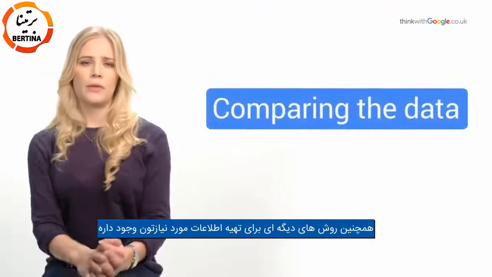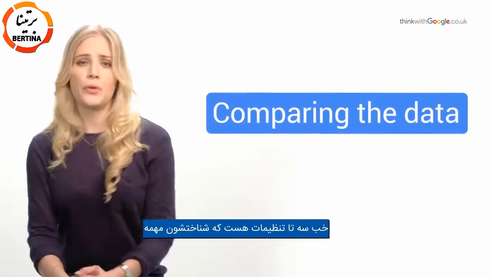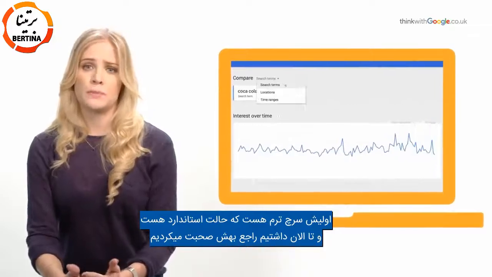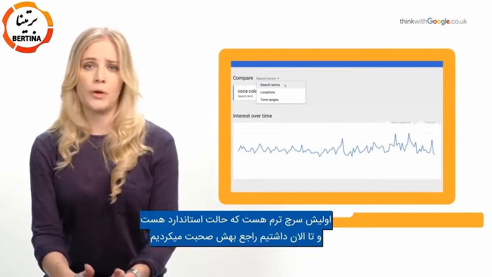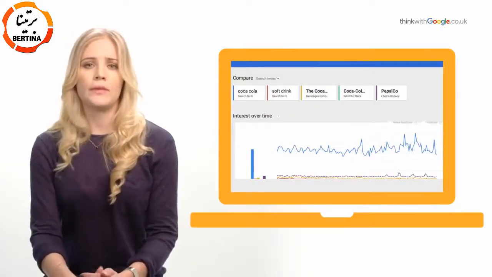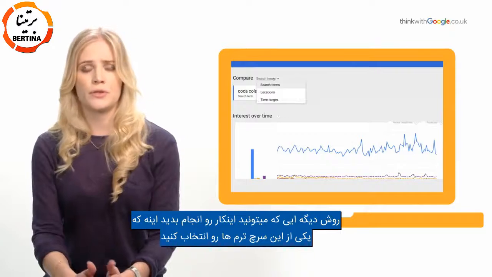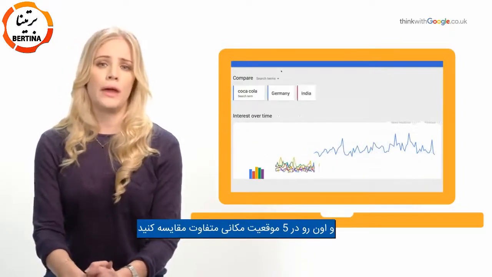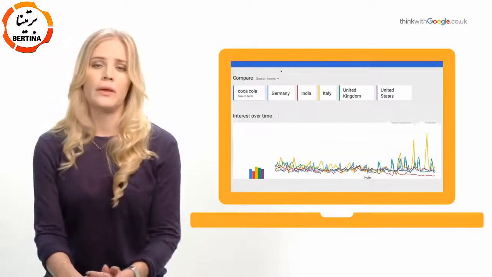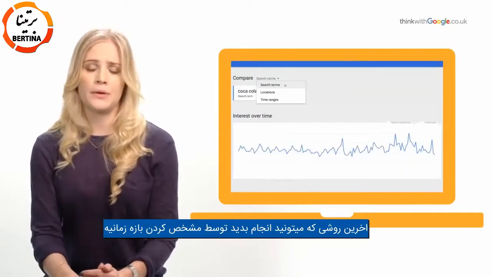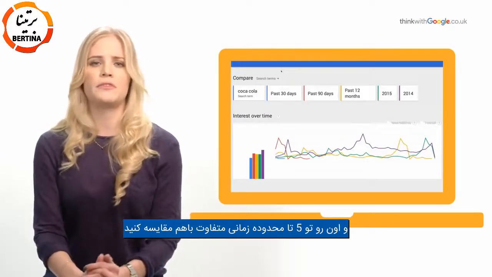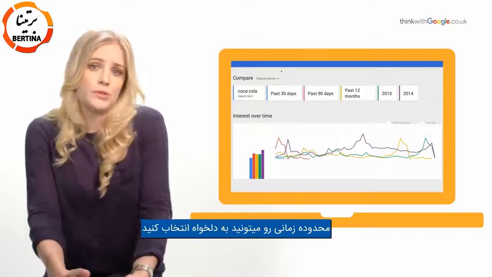So there are also other ways of tailoring how you look at your data. There are 3 settings that are very important to know of. The first one is search terms, which is the standard one that we've been discussing so far. It allows you to put in 5 search terms and compare them to each other. The other way you can do it is to choose one of these search terms and compare it across 5 different locations. So it could either be a region or a country. The last way to do it is by time period. So you choose one topic again, or one search term, and you compare it across 5 different time ranges that you choose by custom.